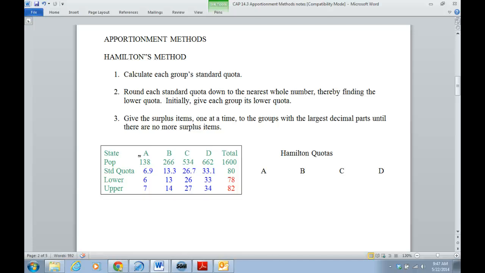But basically, Hamilton's method, what they do to start off is to calculate each group's standard quota, just like what we did. Okay? The second step is they actually go find the lower quota. So initially, each group gets the lower quota. Then, whatever is surplus, whatever's extra, is divvied up to the states with the largest decimal on their standard quota. So I'm going to show you how to do that with this.